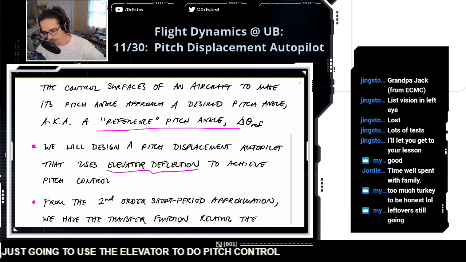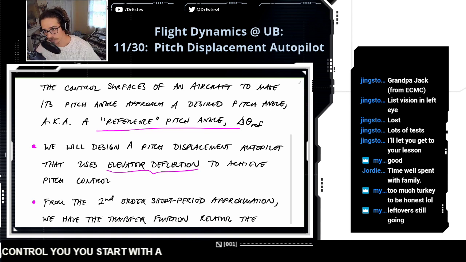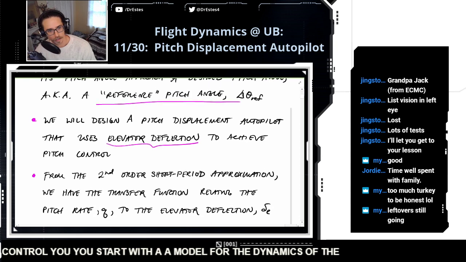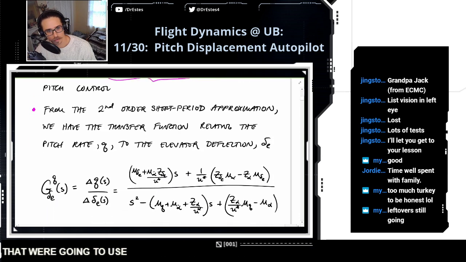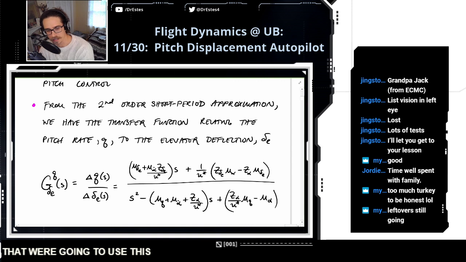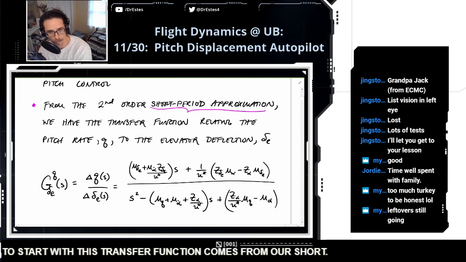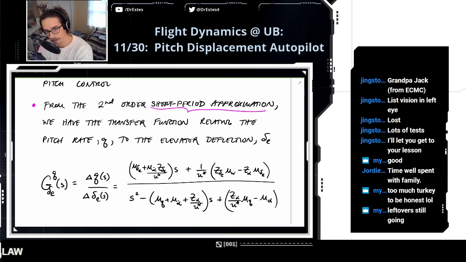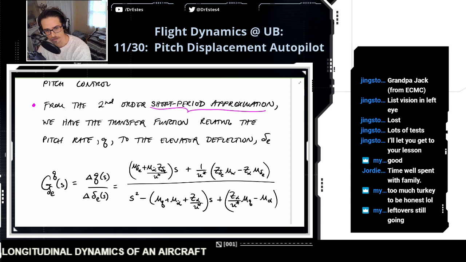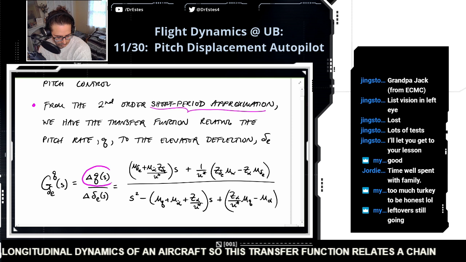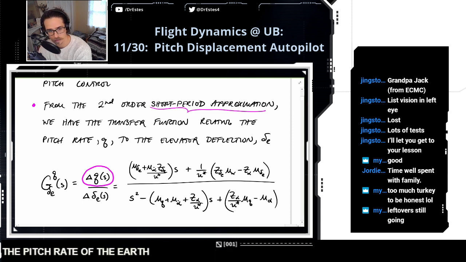So whenever you do control, you start with a model for the dynamics of the system. And the model that we're going to use, boom, this second order transfer function, this is what we're going to start with. This transfer function comes from our short period approximation of the longitudinal dynamics of an aircraft. So this transfer function relates a change in the pitch rate of the aircraft to a change in the elevator angle.